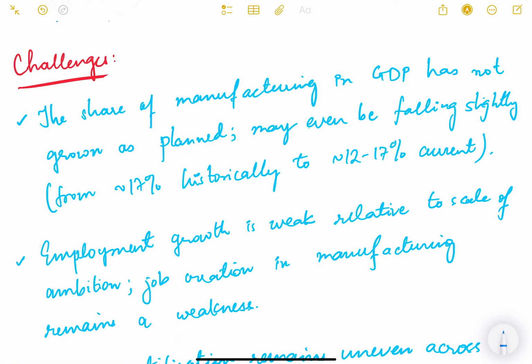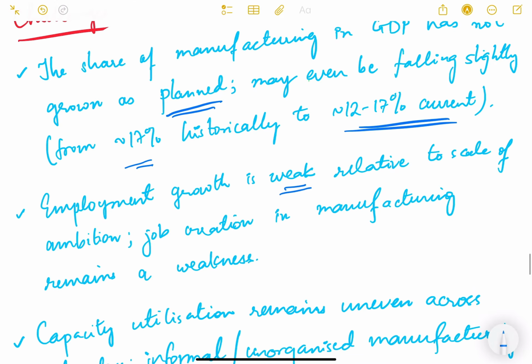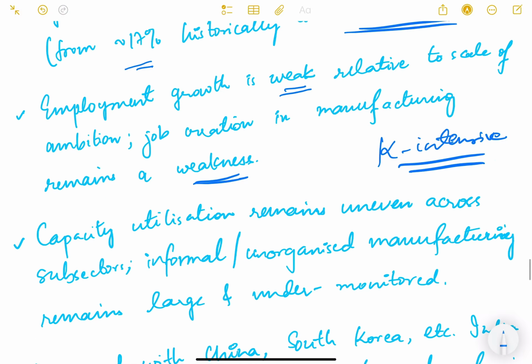What are the challenges? The share of manufacturing in GDP has not grown as planned. We had planned that it should become 25%. It may even be falling slightly, from 17% historically to 12 to 17%. Employment growth is weak, so we are seeing jobless manufacturing growth, not jobless but less job generation. Relative to the scale of ambition, job creation in manufacturing remains a weakness because we are getting more into capital intensive manufacturing or technology intensive manufacturing, more into automation.